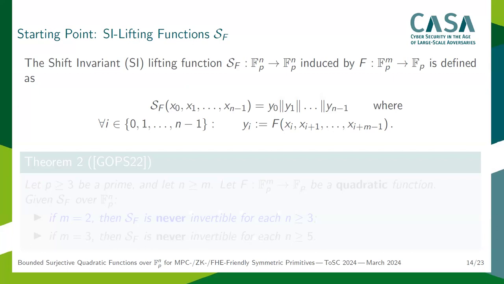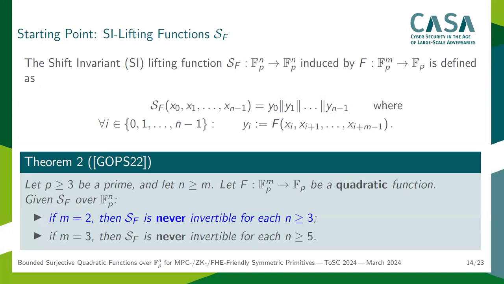For example, the chi function in Keccak follows this definition. So we have a local function that takes an input of 3 bits and returns a single bit in output, and chi is defined in this way. Now, if we work over prime fields and F is a quadratic function, then we proved this result last year. If m is equal to 2, then this function is never invertible for each n bigger or equal than 3. And if m is equal to 3, then this function again is never invertible for n bigger or equal than 5. So if you want an invertible function, that's a problem.